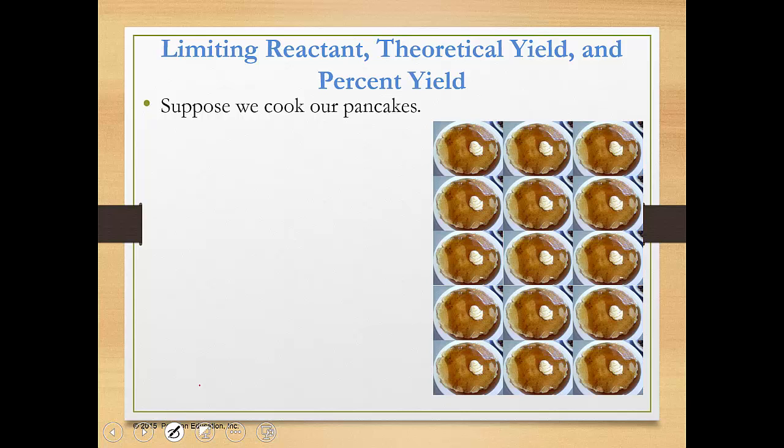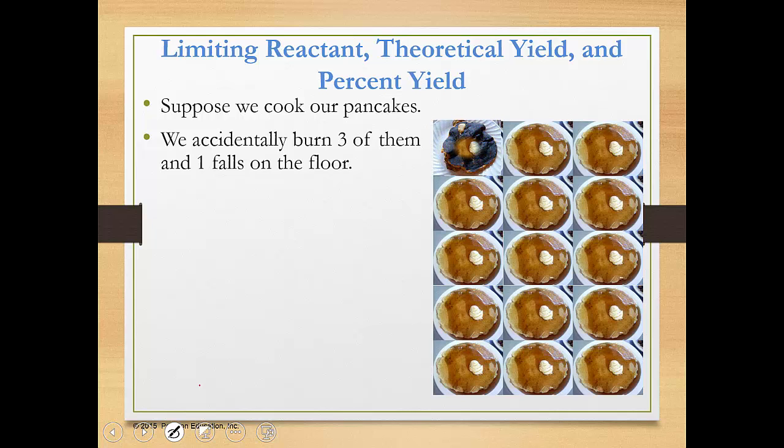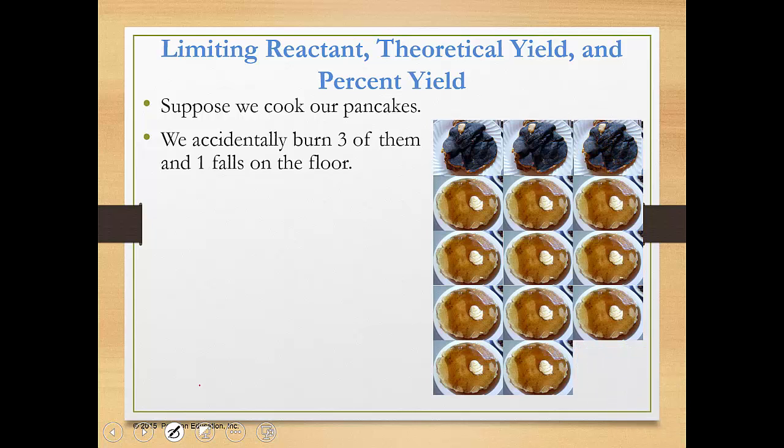Now, we don't always get all 15 pancakes. Okay, theoretically, that's what I can get. I can get that many. But let's say we cook our pancakes and in the process, we accidentally burn 3 of them. Uh-oh, there went 1, 2, 3, and 1 falls on the floor. Well, at the end of the day, even though I had enough ingredients to make 15 pancakes, I lost some of them. These 3 got burned.